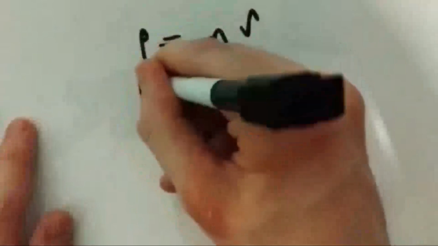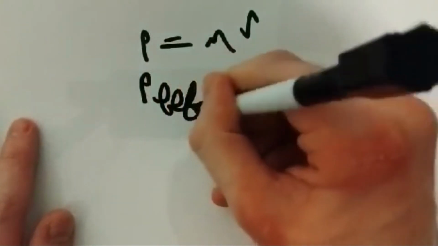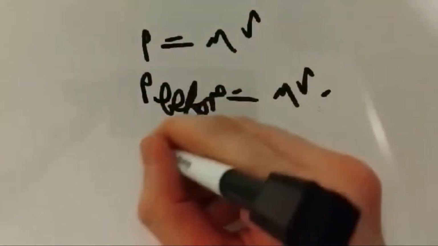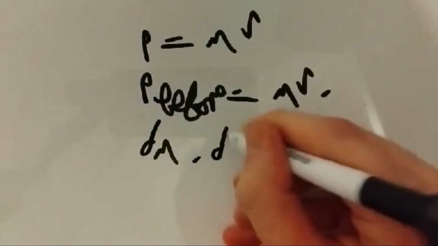We know momentum is P, I apologise for my handwriting, is equal to mass times velocity. So we know the momentum beforehand, P before, is equal to mass times velocity. However, if you think about it afterwards, the mass is going to add dm, and the velocity is going to add dv for every tiny little change.